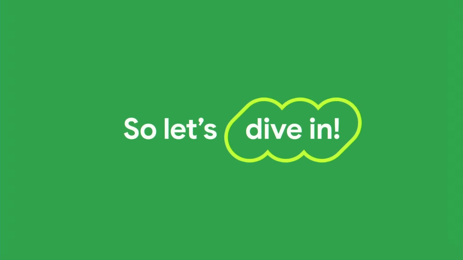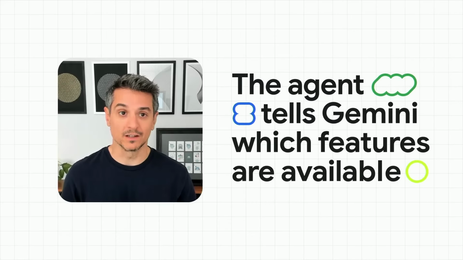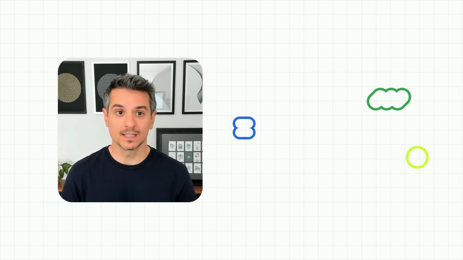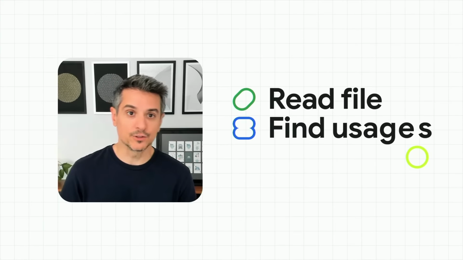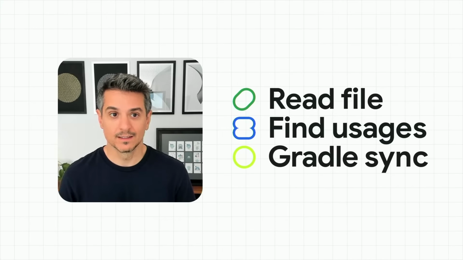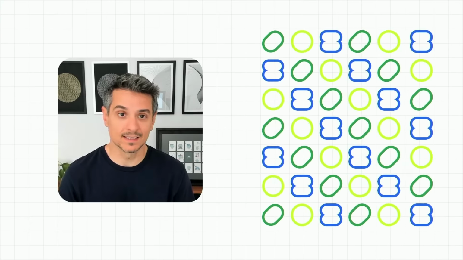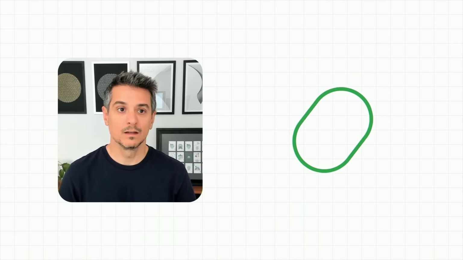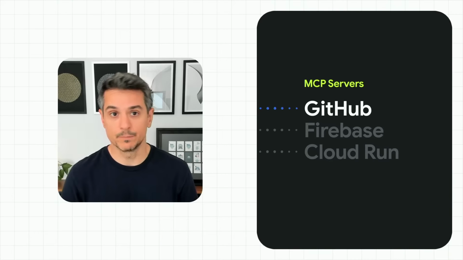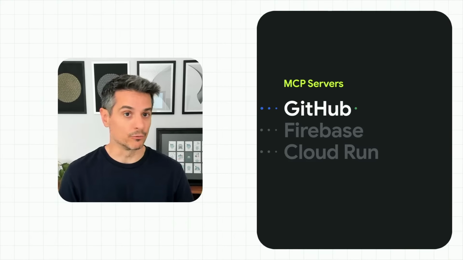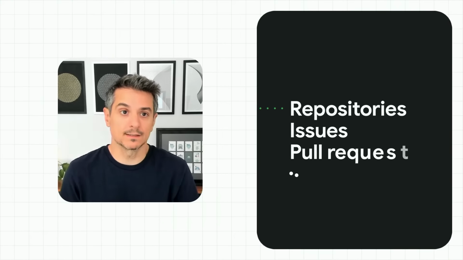So let's dive in. When an agent starts a task, it tells the LLM which features are available. For example, Android Studio has tools like read file, find usages, or Gradle sync. MCP allows you to extend this list of tools, adding your own. What's a specific task that I can complete with additional tools at the agent's disposal? A good example is GitHub's MCP server, which gives you access to your repositories, issues, pull requests, etc.